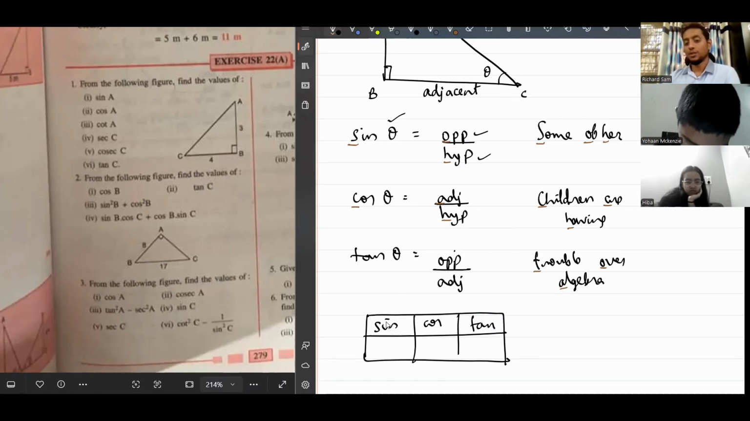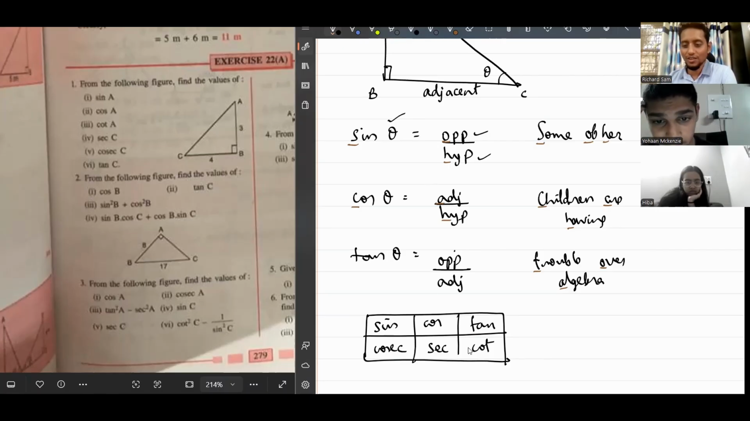Now the reciprocal of sine is cosec. Cosec is a reciprocal of sine, which means sine theta is opposite upon hypotenuse. Therefore, cosec theta will be what? Hypotenuse upon opposite. That's all. Reciprocal of sine. Reciprocal of cos is called sec. And reciprocal of tan is cot.